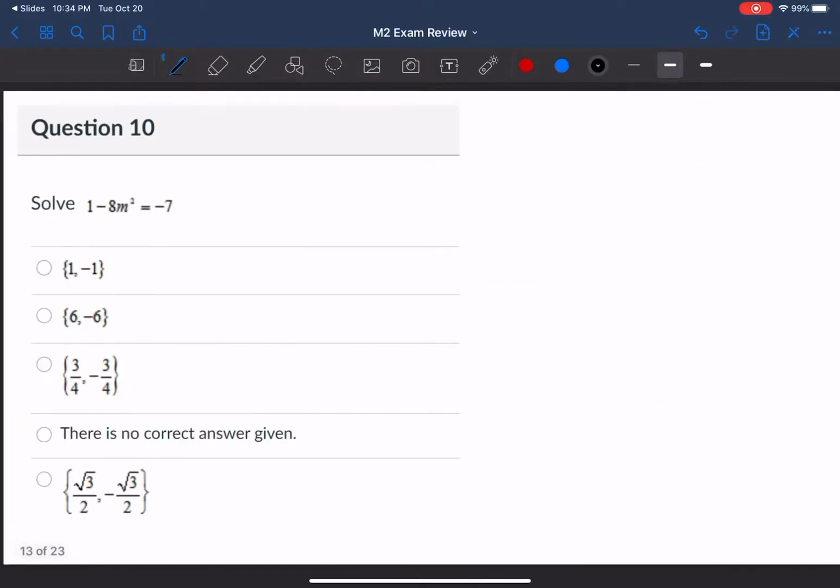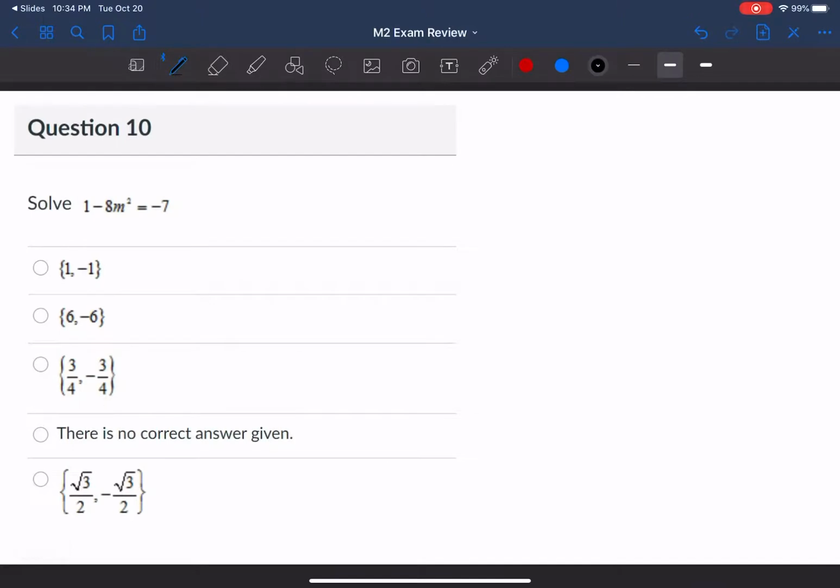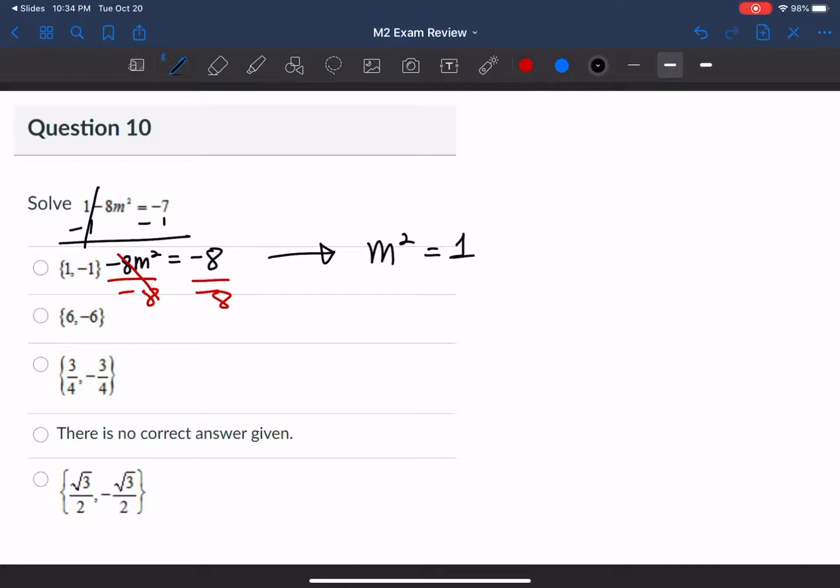Okay. Next question. Solve 1 minus 8m squared equals negative 7. Okay, let's see which is easier here. I'm going to subtract 1 from both sides of my equation. So I have negative 8m squared equals negative 8. And I'm going to divide everything by negative 8. Cancels. And this becomes m squared equals 8 over 8, which is positive 1.